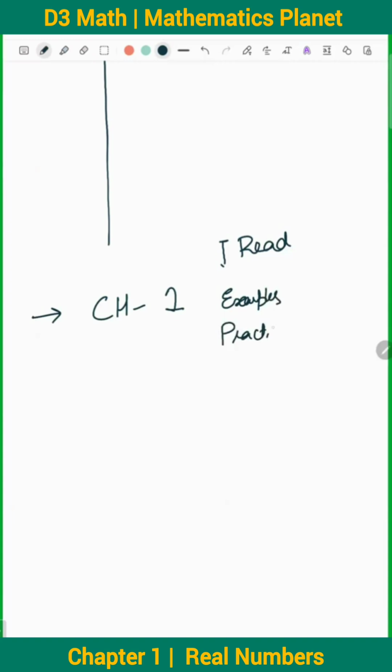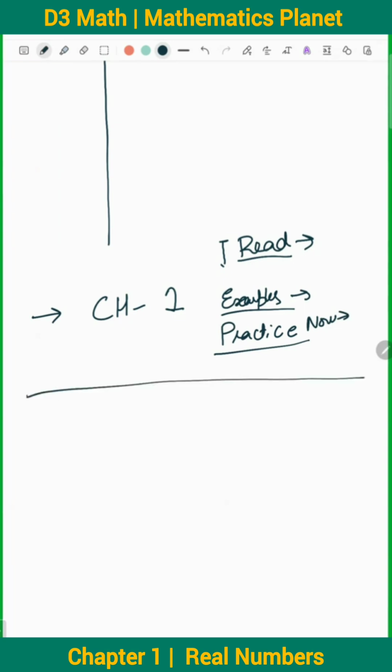These are the self-study things. These are the things that I'm telling you that you have to do on the basis of self-study. You have to read all of the pages, understand the things, do the examples on your own, and do the practice now questions on your own. And inshallah, by tomorrow, we will start our first exercise and follow the exercise questions.